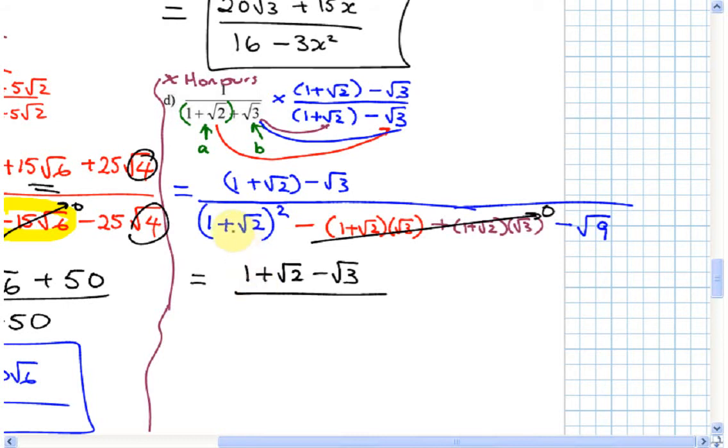And I'm going to actually expand that out now. So I'm going to go 1 plus root 2 times 1 plus root 2. So that's this square piece. And then the root 9, of course, is just minus 3. So I'm going to try to simplify that as well.